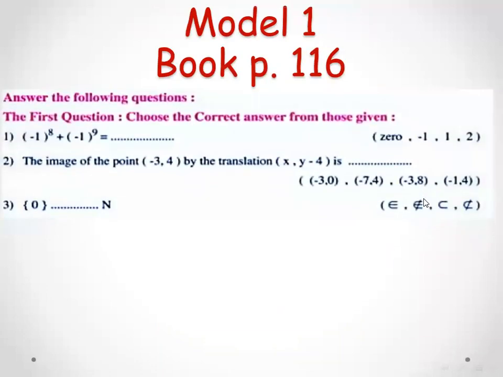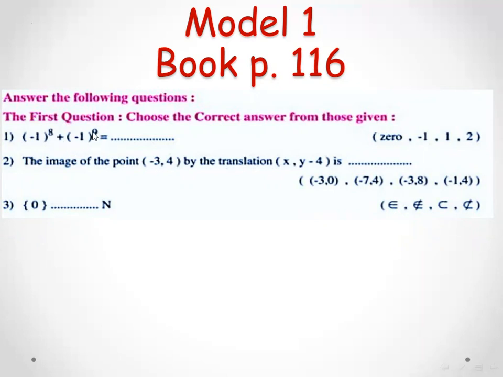Okay, model 1, book page 116. First question, choose the correct answer from those given. Negative 1 to the power 8 plus negative 1 to the power 9. The first negative 1 has an even power, so it will remove the negative sign. 1 to the power 8 equals, excellent, 1.